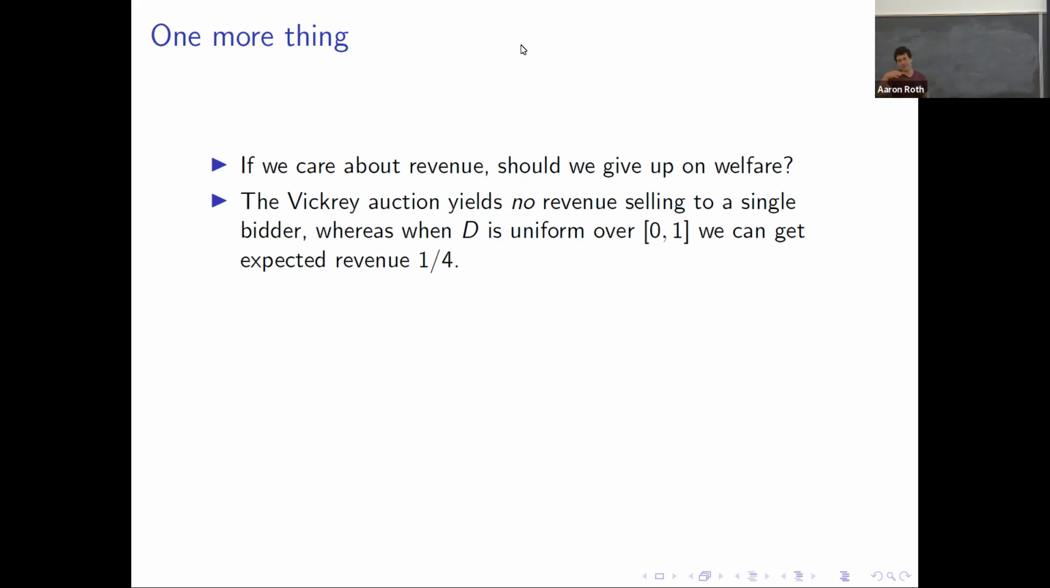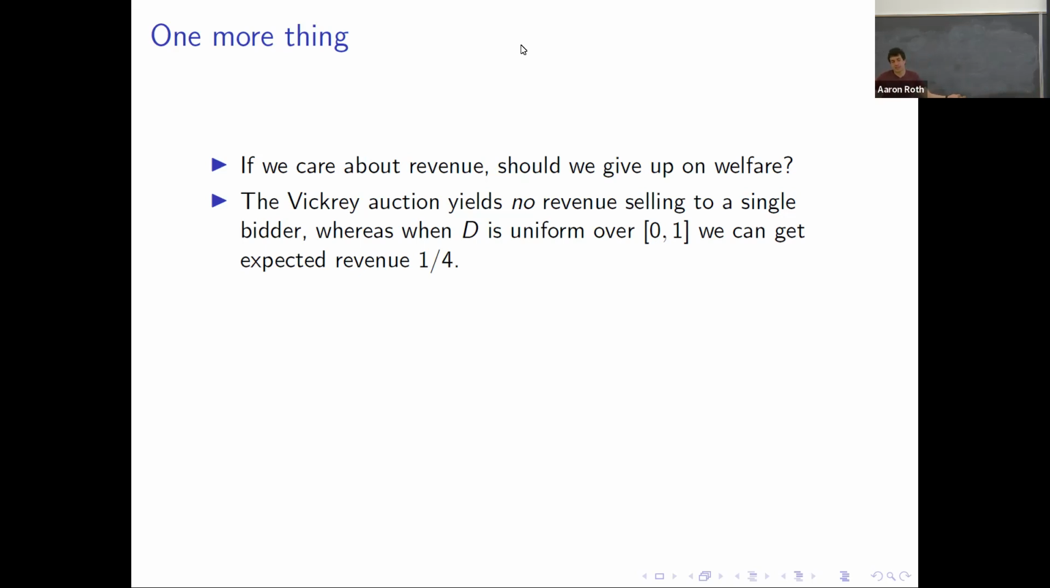And if I'm going to give the item to that person no matter what they bid, the only way I can have a truthful auction is if I don't charge them. So the VCG auction, if there's only a single bidder, totally gives up on revenue. It gives the item away for free. And yet we know, if their value was drawn uniformly from 0 to 1, for example, we don't have to get 0 revenue. I could have just priced the item at 1/2.